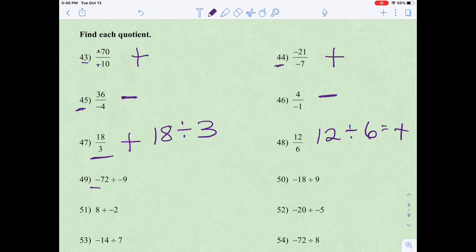Here I have negative divided by negative. It's going to equal a positive. Negative divided by positive. Those are different. It's going to be negative. Positive divided by negative. It's going to be negative. Okay, you're getting the idea.